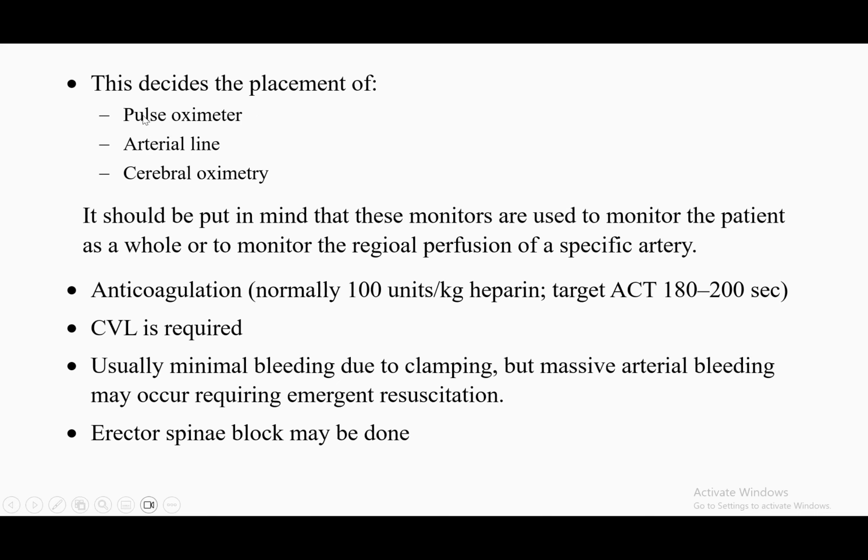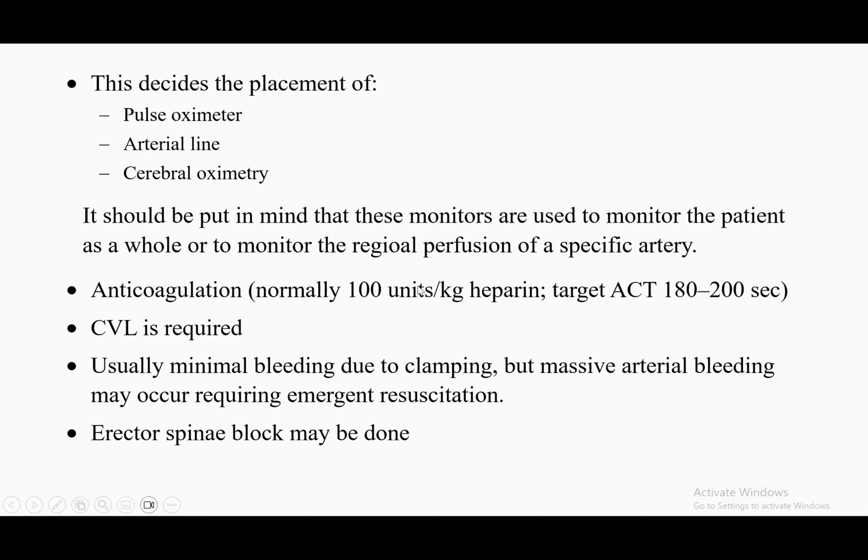This decides the placement of the pulse oximeter, the arterial line, and the cerebral oximetry. If we doubt the compromise of one or two of the carotid arteries, we should put a cerebral oximetry. It should be kept in mind that these monitors are used to monitor the patient as a whole, or to monitor the regional perfusion of a specific artery. That's why we should be fully aware of what will happen intraoperatively, and put a plan with the surgeon, and you should check the 3D reconstruction of the CT or the MRI to fully understand the anatomy of the patient.